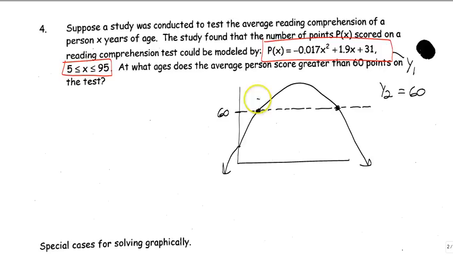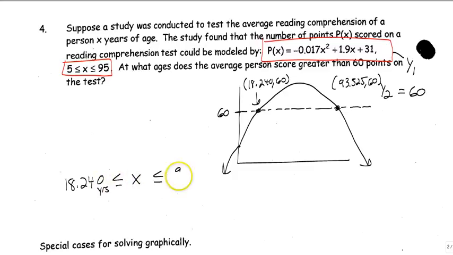intersection points. And when you're done getting that, it should be 18.240, 60 for that point. And for this point over here, we get 93.525, comma 60. So what that's telling us is, at what ages does the average person score greater than 60 points on the test? Well, the ages would have to be between 18.240 years and 93.525 years.